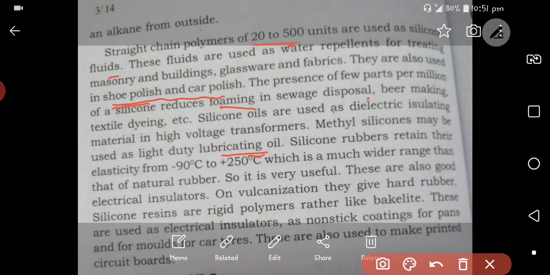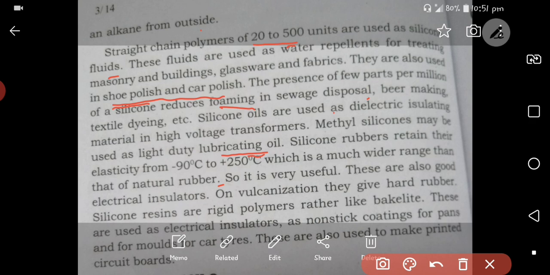Then silicone rubbers retain their elasticity from minus 90 degrees Celsius to plus 250 degrees Celsius, which is a much wider range than that of natural rubber. So what is the specialty of rubber? They should be elastic. That is, if you stretch it, it should be elastic, which should not break. Up to a particular stage, it should stay stretched. But as the temperature increases, you can just heat it and see. At a very cold temperature, if you keep the rubber band in a very cold temperature, it becomes brittle. So when it stretches, it will break.